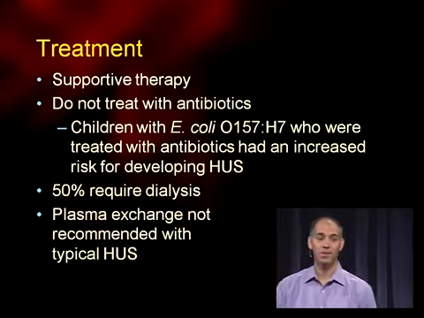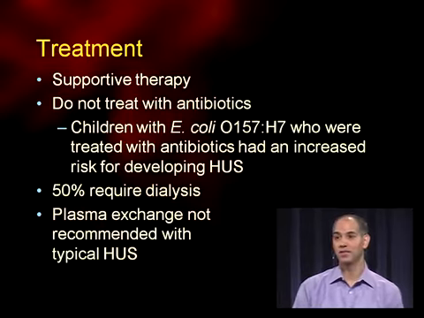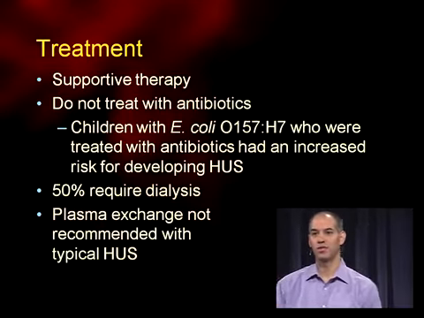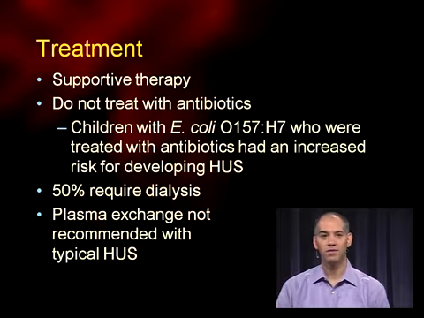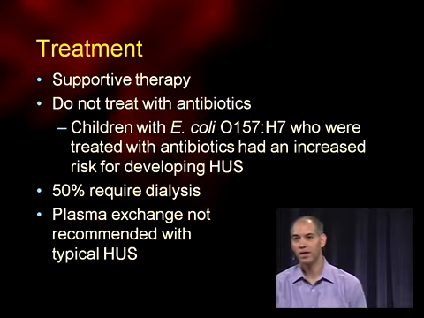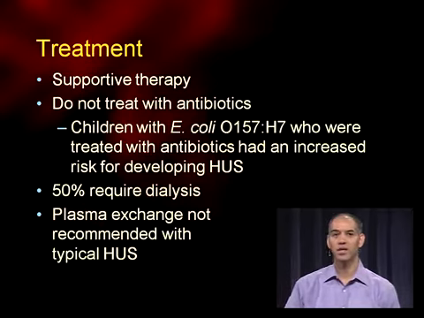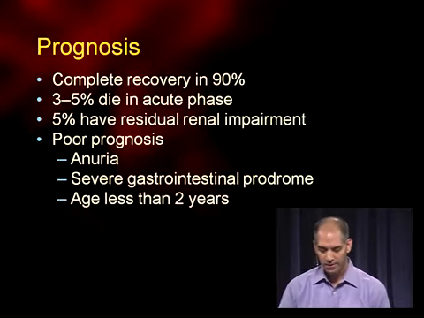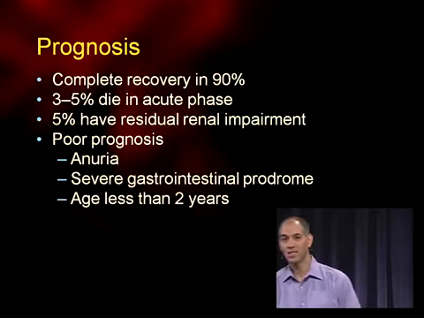If they get HUS, about half of them will require dialysis for their HUS. And unlike that atypical HUS, which was the inherited factor deficiency, with typical HUS, we don't generally recommend plasma exchange. There's nothing that we can exchange with. The prognosis of HUS is actually pretty good.